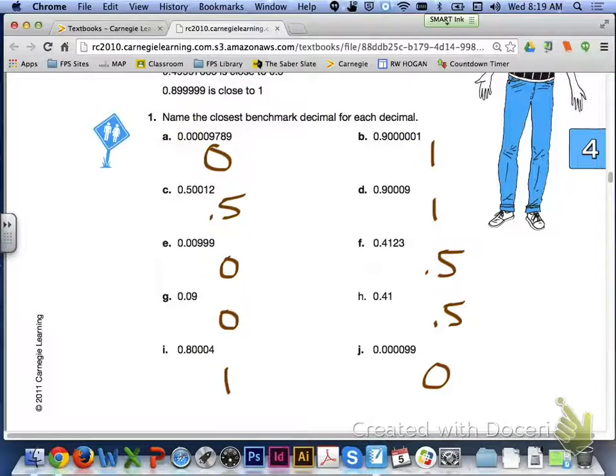Let's take a look at what you came up with for A through J. For letter A, you should have 0, B, you should have 1, C, you should have 5/10, D should be 1, E should be 0, F should be 5/10, G should be 0, H 5/10, I should be 1, and J should be 0.